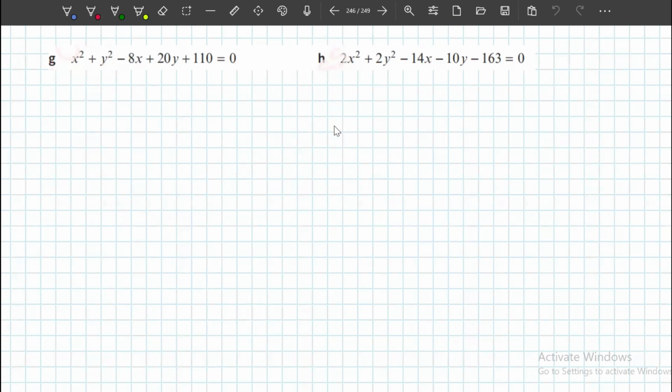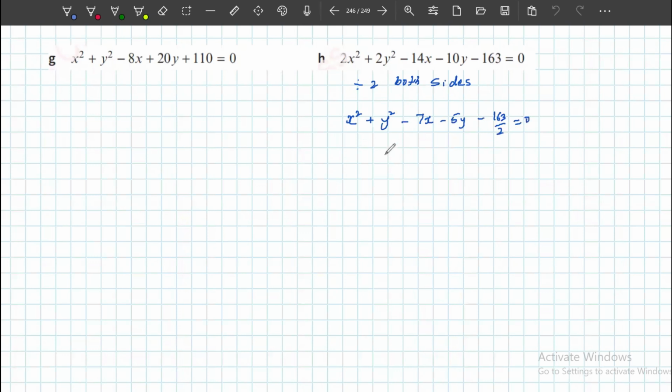Next, H part. We will discuss now H part, how to find the center and the radius. So first of all, we will try the completing square method. For that purpose, we need to divide by 2 throughout the equation, because we must have the coefficient 1 for x squared and y squared. So divide by 2 both sides, or throughout the equation. It gives us x squared plus y squared minus 7x minus 5y minus 163 over 2 equals 0.